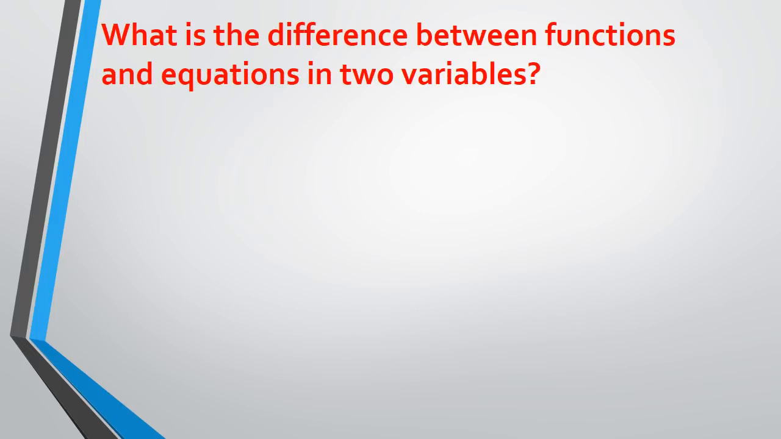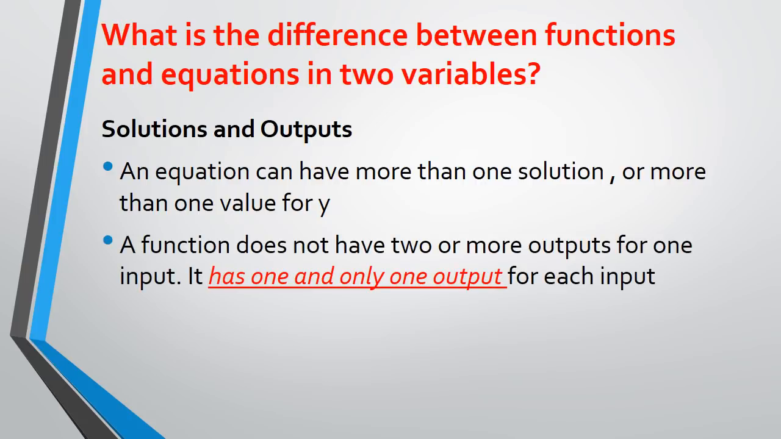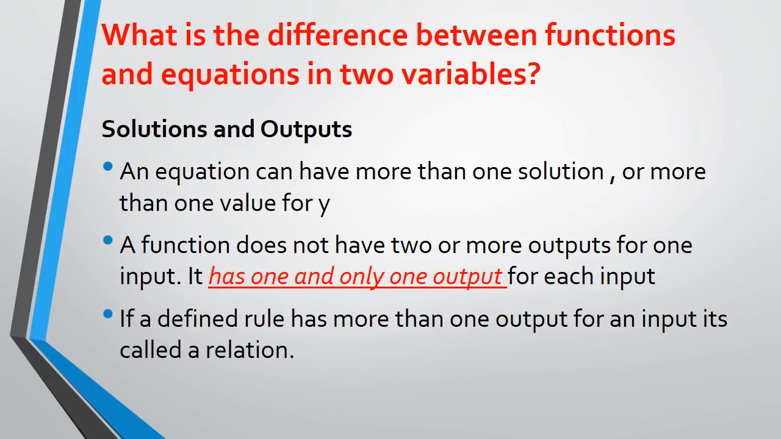A second difference between functions and equations in two variables is in the solutions and output. An equation can have more than one solution or more than one value for y. In functions, we don't have two or more outputs for the same input. Every single x, which is the input, has one and only one output. If a defined rule has more than one output for an input, it's not called a function, but it's called a relation. All functions are relations, but not all relations are functions.